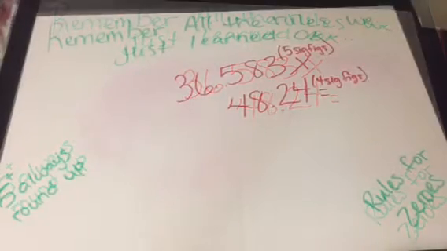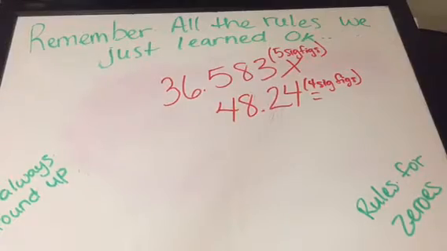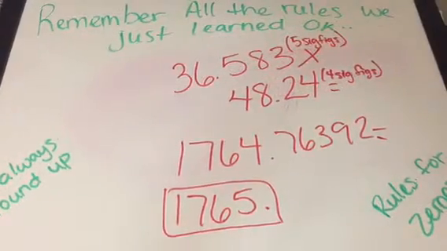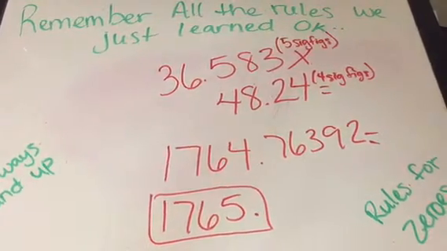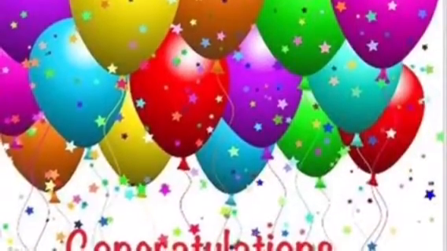Okay, last one, multiplication. 36.583 times 48.24. Look at the least amount of sig figs, and that will be your number of sig figs after you put it into a calculator. And then your answer ends up being 1,765 because you have to round up.